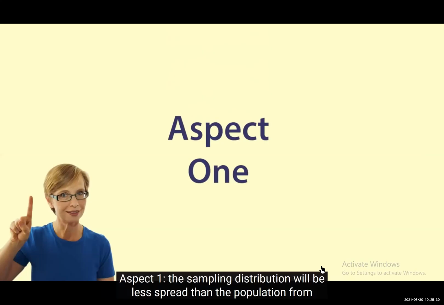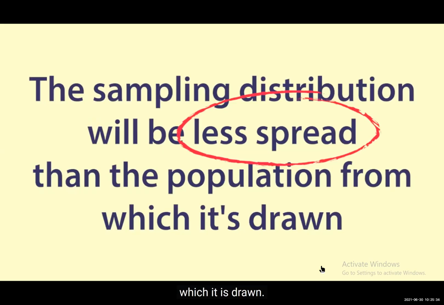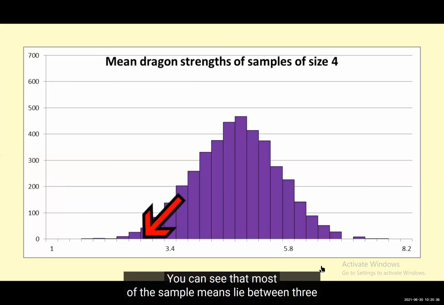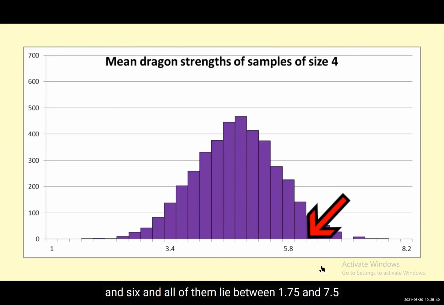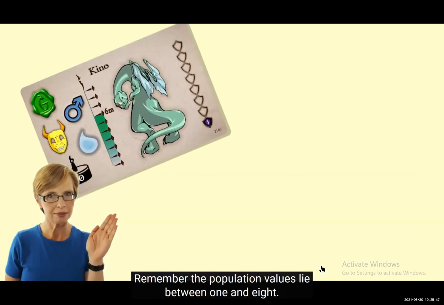Aspect 1. The sampling distribution will be less spread than the population from which it is drawn. You can see that most of the sample means lie between 3 and 6, and all of them lie between 1.75 and 7.5. Remember, the population values lie between 1 and 8.